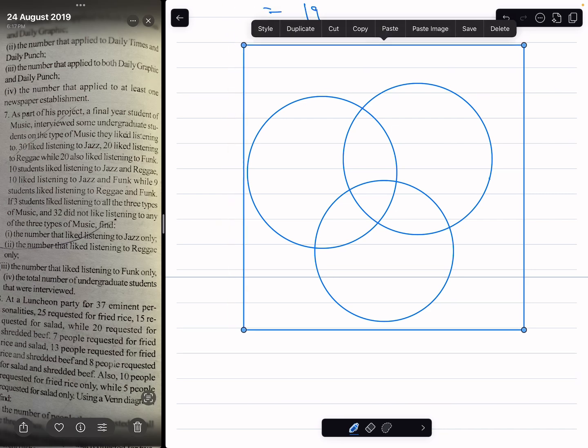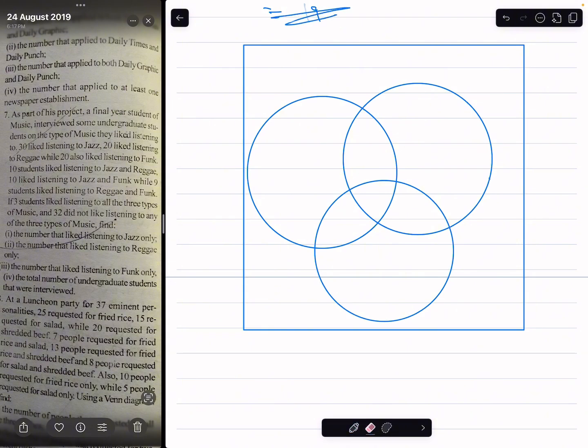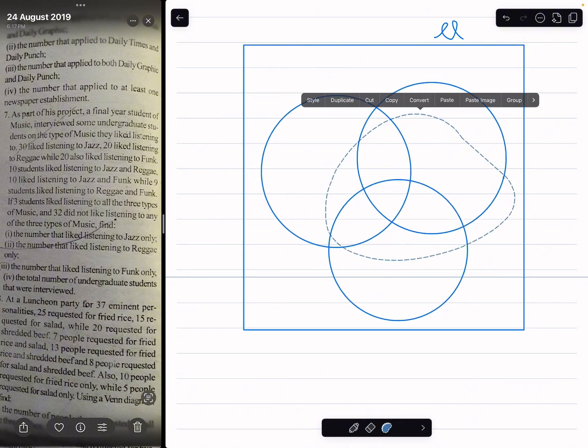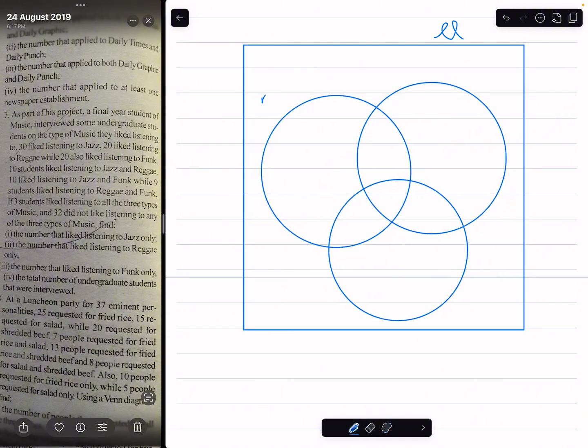I can make that a little smaller. Yes, so that's the universal set U. They didn't tell us the total number of students that were interviewed. So how many liked listening to jazz? The number of elements in the set J for jazz is 30.